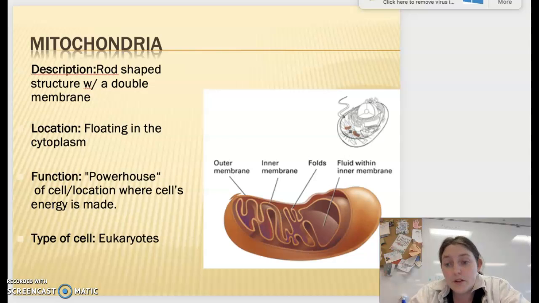The next one is one you should all remember quite well, the mitochondria, the powerhouse of the cell. This is a rod-shaped structure with a double membrane, and it kind of looks like a kidney bean. It's found floating in the cytoplasm. It is where the cell's energy is made, and that energy is in the form of ATP. This is strictly eukaryotic.